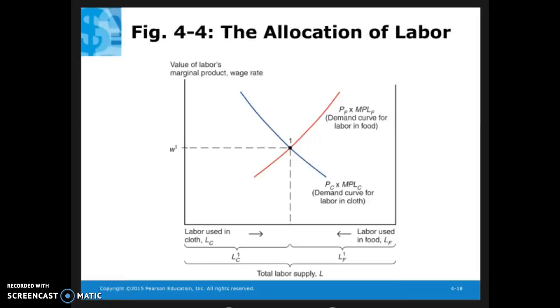So here's that graphically, Figure 4-4, where we have the price of food times the marginal productivity of labor in food, which is the demand curve for labor in food. Then we have the demand curve for labor in cloth, downward sloping, the blue line there. And where they intersect is the wage.